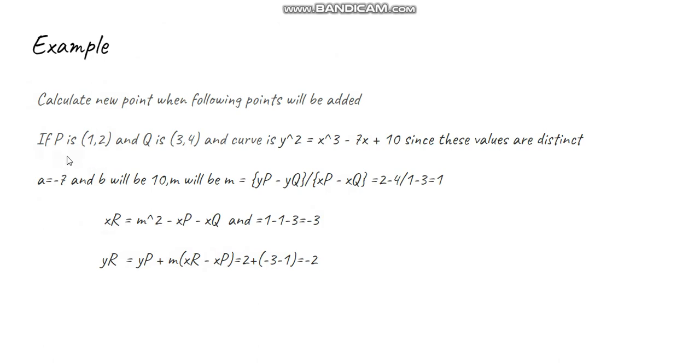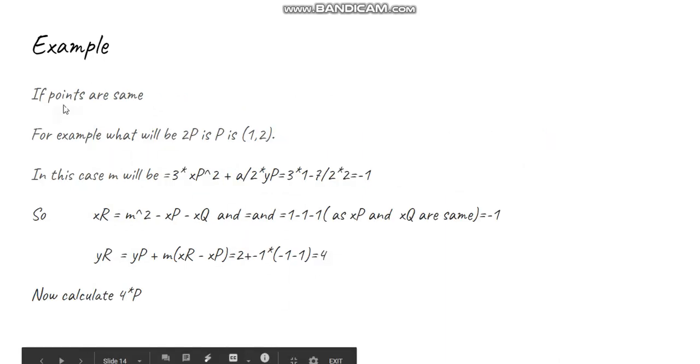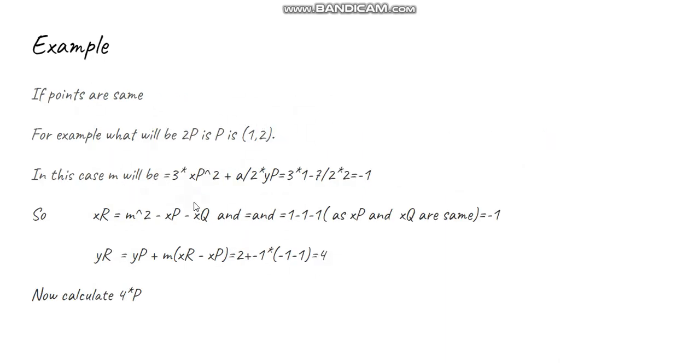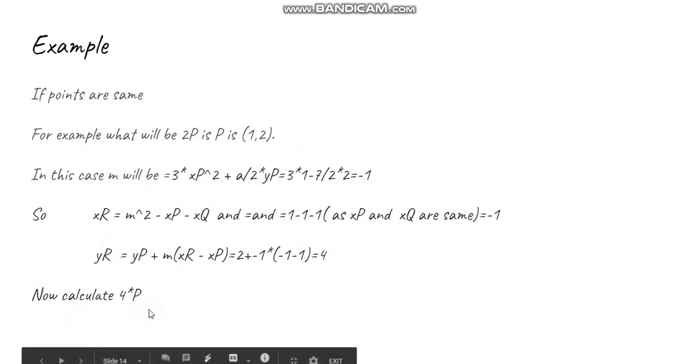Let us suppose we want to add these two points, right? And the curve is this one. Because both values are distinct, first we will calculate the slope, and then we can use these values. Now if the points are the same, then the slope will be different and the value of the new point will be different. So now how will you calculate 4 times P?